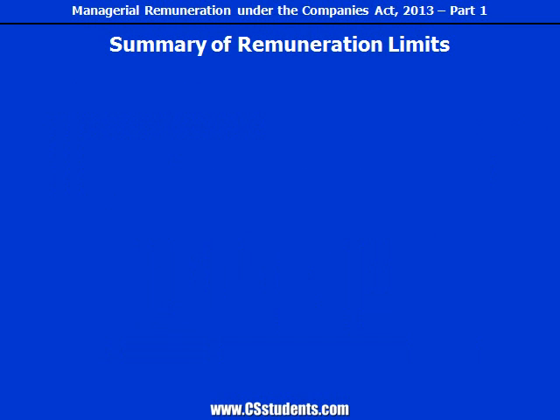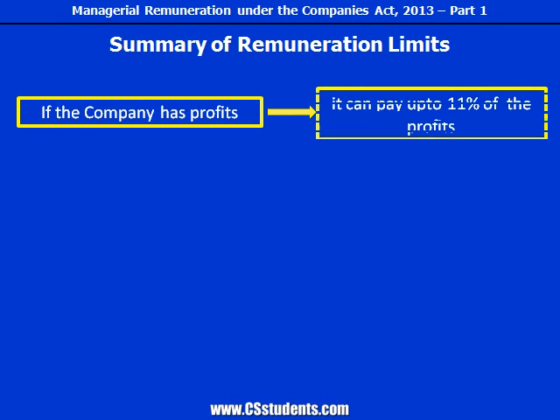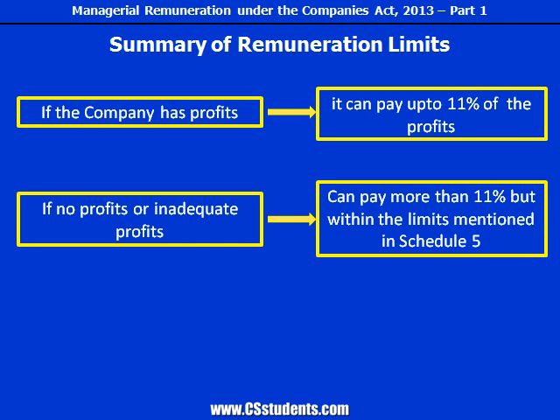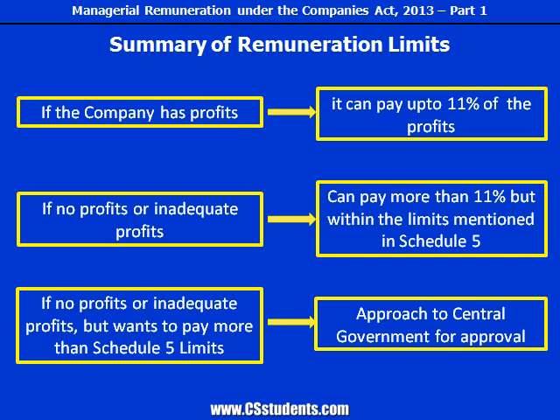So, if we summarize the provisions of maximum remuneration limits, if the company has adequate profits, it can pay up to 11%. If the company has no profits or inadequate profits, it can pay more than 11% but within the limits mentioned in Schedule 5, without the approval of central government. If the company has no profits or insufficient profits and it wants to pay more than 11%, as well as more than the limits mentioned in Schedule 5, it has to approach the central government for approval.